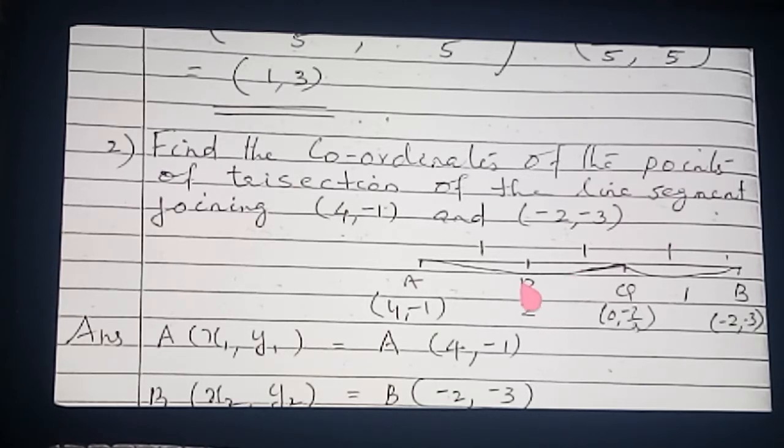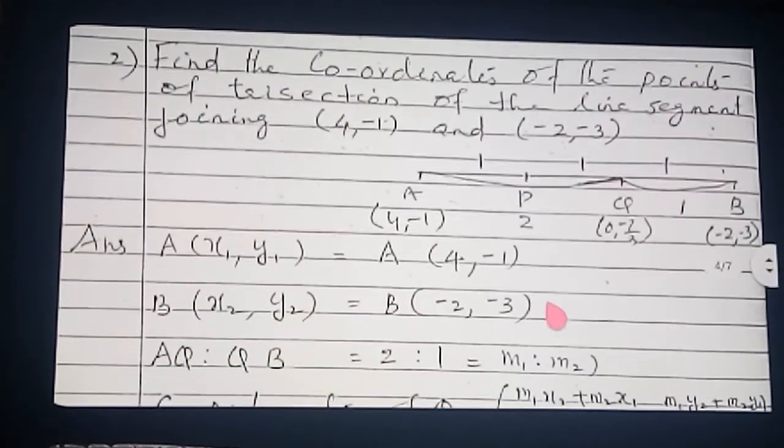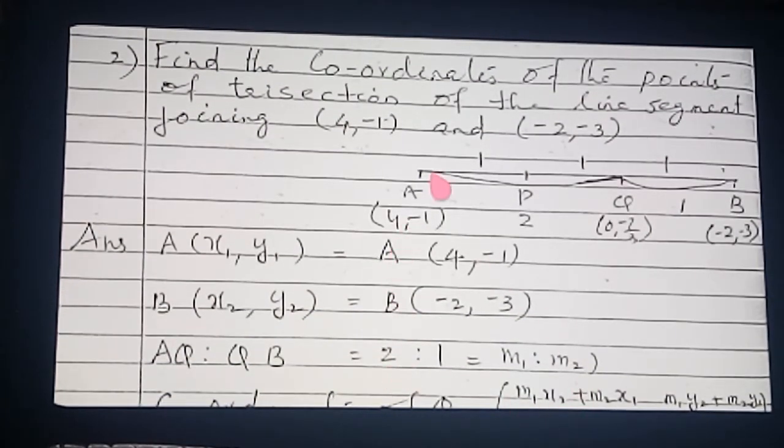Now here the coordinates of P and Q are unknown. You have to find out either the coordinates of P or the coordinates of Q. Here I found out the coordinates of Q first. Therefore, you can see I gave m1 as 2, that is, A to Q I took as 2 units and Q to B I took as 1. Very clearly you can understand how I took AQ as 2: because A to P is 1, then P to Q is 1, so 1 plus 1 is 2. So I am going to find out the coordinates of Q.